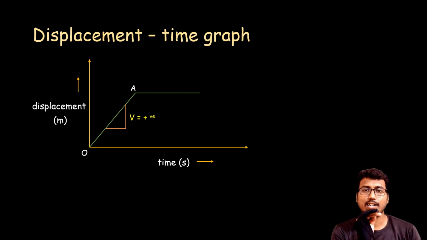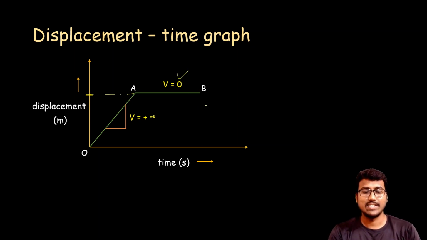Next, the object goes from A to B. The time is moving. Does the object change its position? No, it is at the same displacement. Can you observe? The displacement is not changing at all. It's at the same level. That means it's at rest. That means the velocity is 0 from A to B.